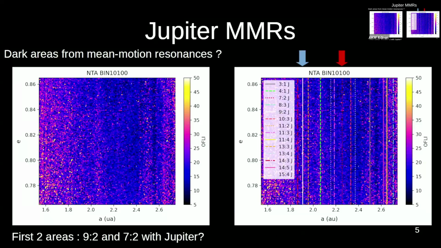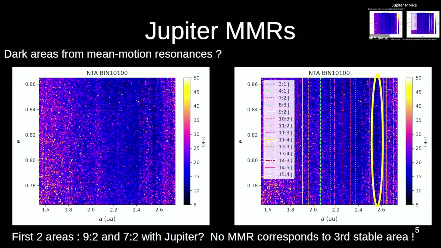So I thought this is probably what's happening. But we have the third dark area that does not fit with any mean motion resonance with Jupiter, but they also don't fit with any other mean motion resonance with any other planet that I could find. So, okay, why do we have this third stable area?